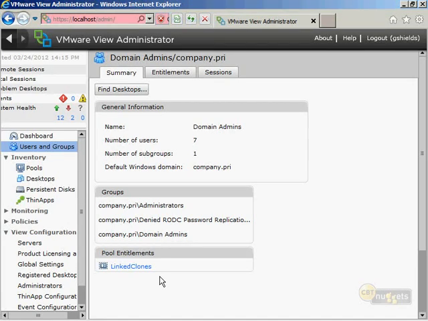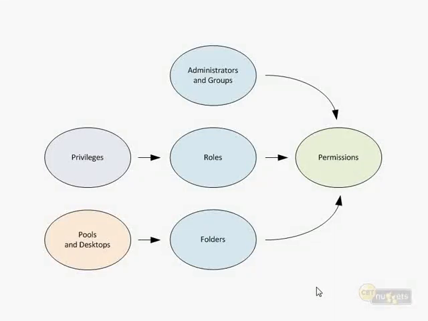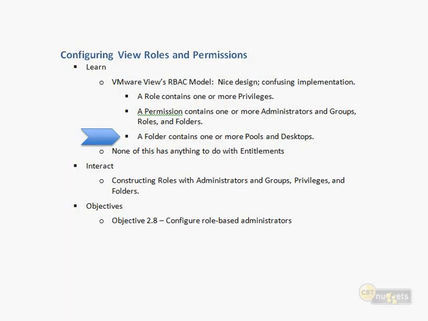I would spend some really quality time here. Again, this whole model here really stands sound, even though the implementation of it is kind of rough. But take a look at this. Ensure that you take your pools and desktops and put them in folders, your privileges, put them into roles, and take these three items and move them into permissions to create what is essentially the role-based authentication model used inside of VMware View. Even more maddening is the fact that none of this has anything to do with entitlements.